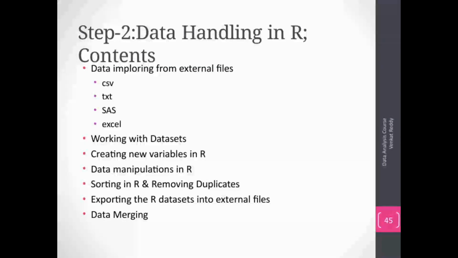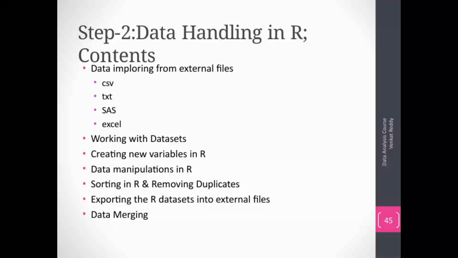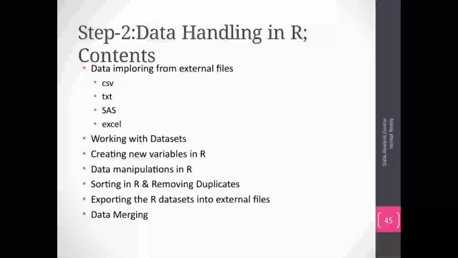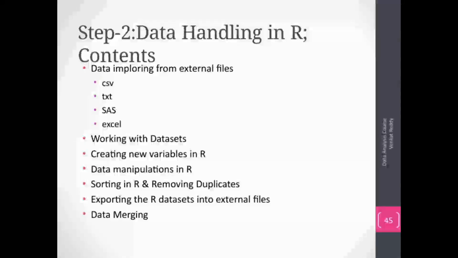Once our data is in R, we often need to work with datasets, creating new variables as needed to enhance our analysis. This could involve transforming existing data or deriving new insights. Data manipulation is fundamental, and R provides powerful functions to do this smoothly, whether it's filtering, transforming, or summarizing data. Sorting data is another vital task. Sorting helps us organize our data for better visualization and analysis, and removing duplicates ensures our data is clean and reliable. These steps are essential for maintaining data integrity before any modeling or reporting.